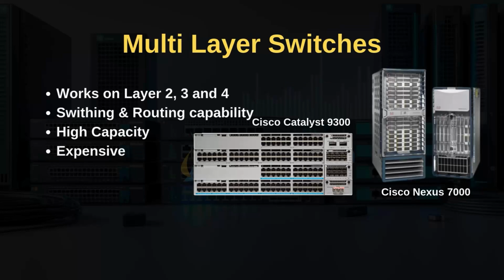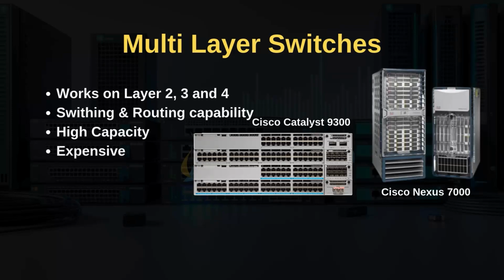Another switch type is layer 3 switches. These switches work on layer 2, layer 3, and layer 4. As its name implies, they are multi-layer switches. These network devices are high-capacity devices that can do both switching and routing.